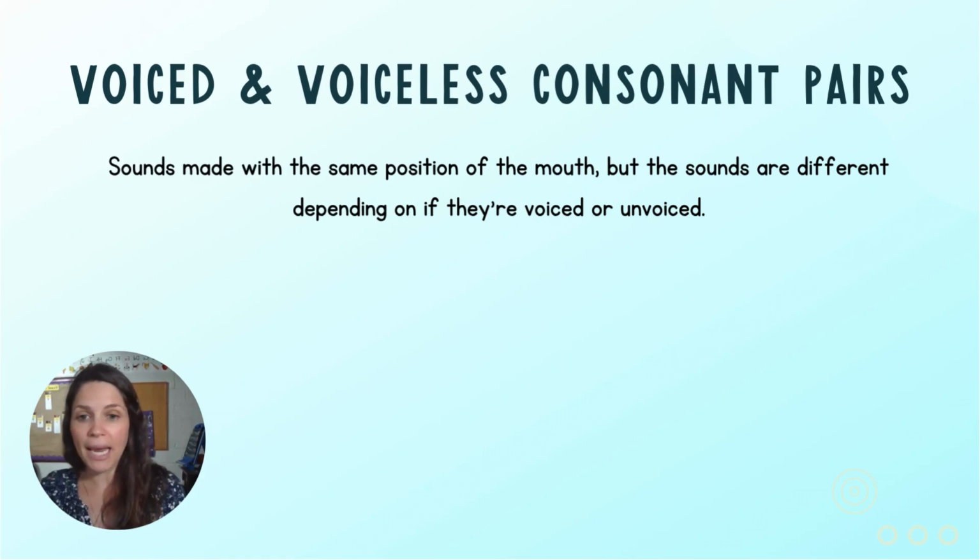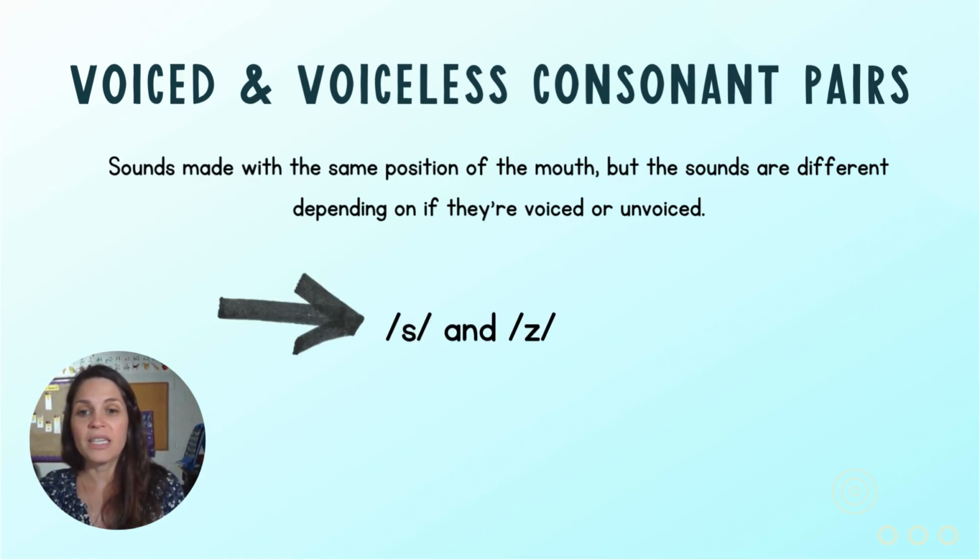So a great pair to introduce to your students would be the s and z sounds, okay? So if you make the s sound and you hold it out and you put your hand here on your voice box, s, you can clearly hear it's unvoiced. But if you keep your mouth in the same position and just turn on your voice box, it becomes s, z. It becomes that z. So we call these voiced and unvoiced pairs, or sometimes we call these consonant pairs.